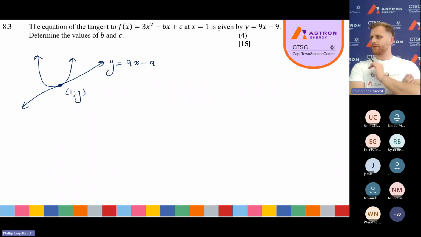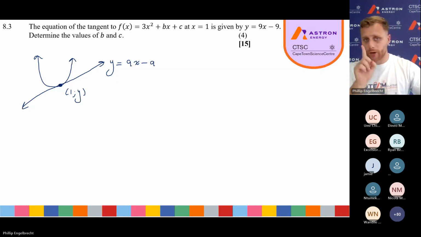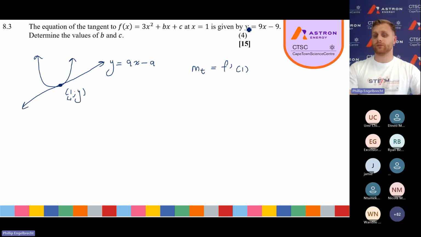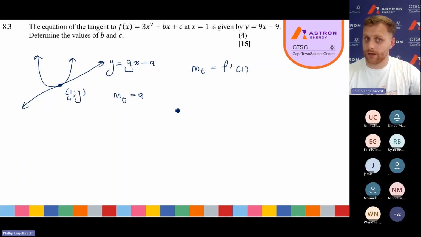Okay, so I see many people are saying b is equal to 3 and c is equal to -6. So let's find out the answers, okay? Remember what I told you in the other question? The gradient of your tangent is equal to the first derivative when x is equal to this value. So it's the first derivative when x is equal to 1, okay? So what is the gradient of my tangent? Let's look at that number in front of the x. The gradient of my tangent is 9, okay?